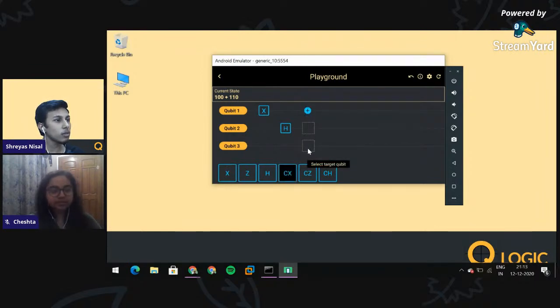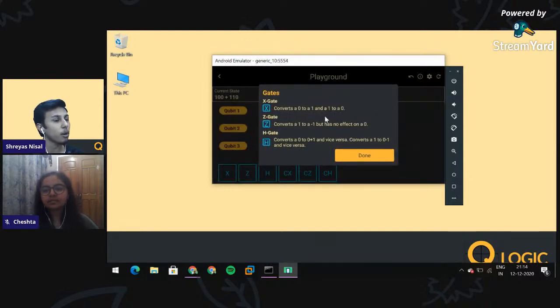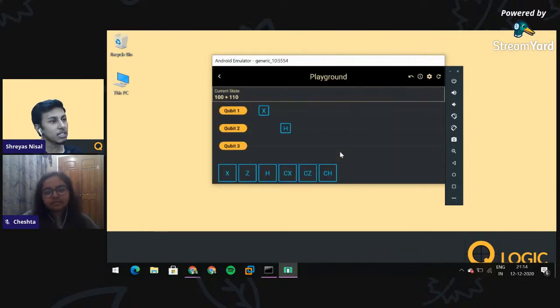One very interesting thing about the playground is if I applied this gate, but then I realize that this is not something that I want, I can hit the undo button here. I hit the undo button, and it removes the last gate that I used and changes my current state. So this is how the playground looks. And like I mentioned in the slides as well, you can hit the info button and just get the info on these gates. So this is the playground.